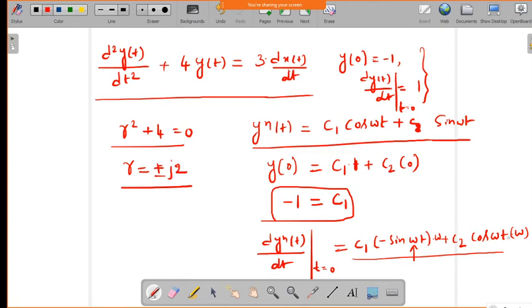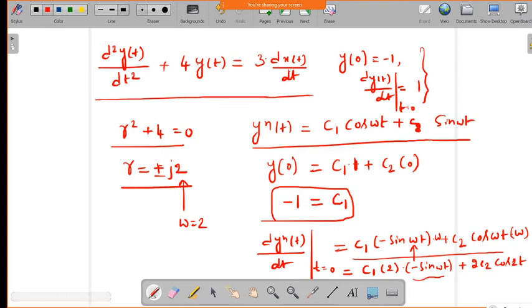Okay, so now you find out the value. So now we know already the roots, which is in the form of j omega, so here you are finding out the value of omega, which is equal to 2. So now you find out what is the value here. C1 into omega, that is 2, into minus sin omega t, plus 2C2 into cos 2t.